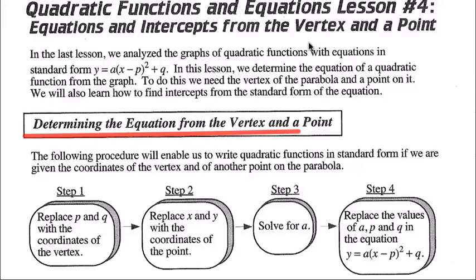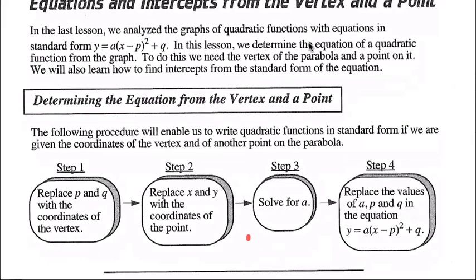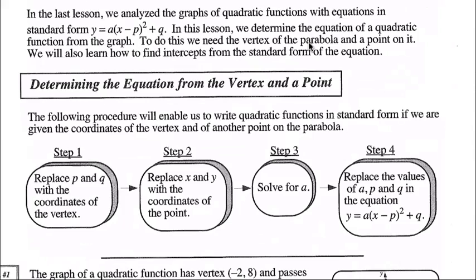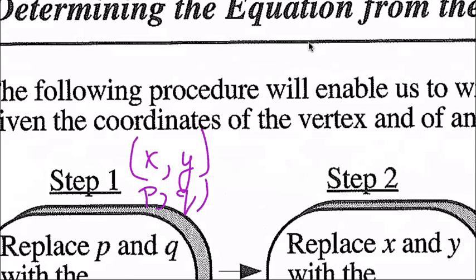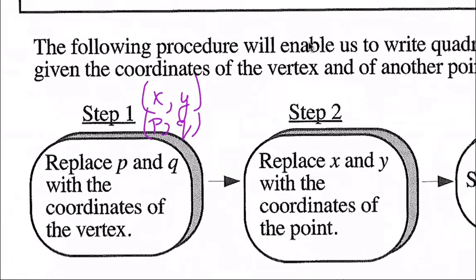Determining the equation from the vertex and a point. The following procedure will enable us to write quadratic functions in standard form if we're given the coordinates of the vertex and another point on the parabola. The vertex coordinates are given in the form x, y, and we know that that is p, q in our standard form equation. So we can substitute that straight into our standard form equation.